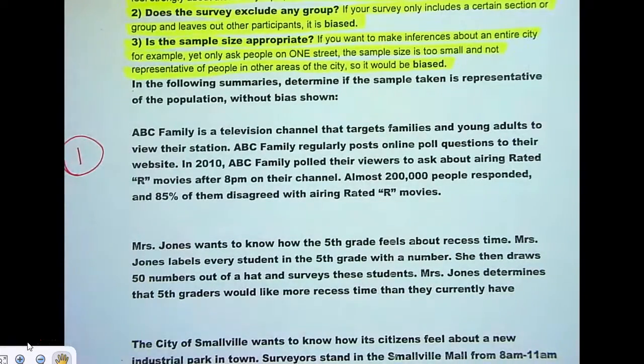So, do you think they collected data without bias shown? 85% is pretty strong percent that they don't want rated R movies shown. But do you think their data is valid?